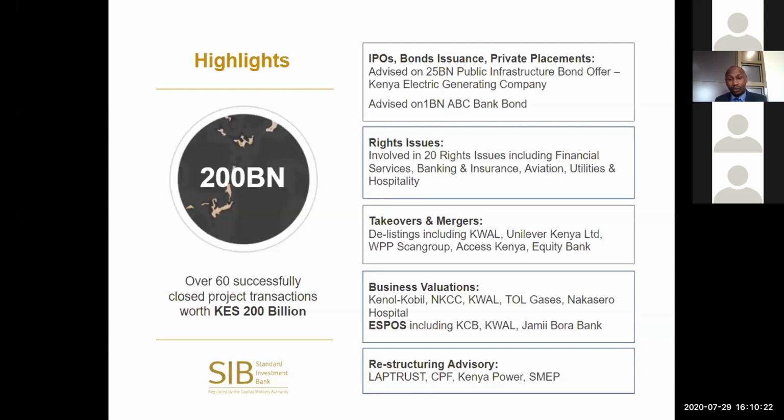Talk about the listings, including Qual, Unilever, WPP Scan Group, Access Kenya, and Equity Bank. So business valuations, Kemokobil, quite a number. Employee share ownership programs, KCB, Qual, and Jamibora. Of course, restructuring advisory, Lab Trust, CPF. So the portfolio is quite wide, and this actually underpins the important role an investment bank plays in an economy and even in the day-to-day running of the companies.